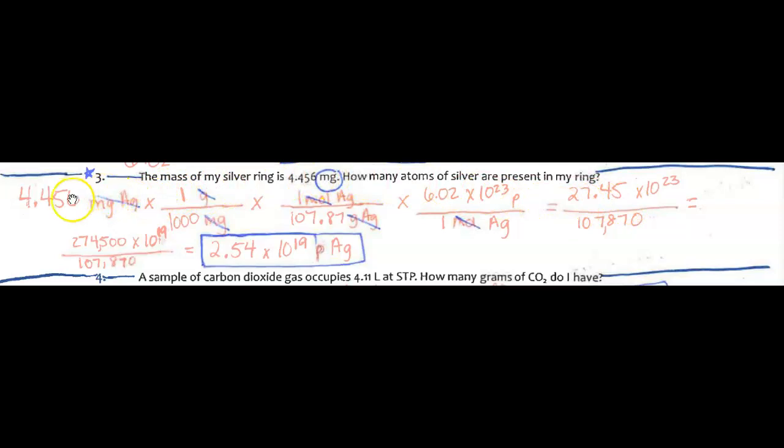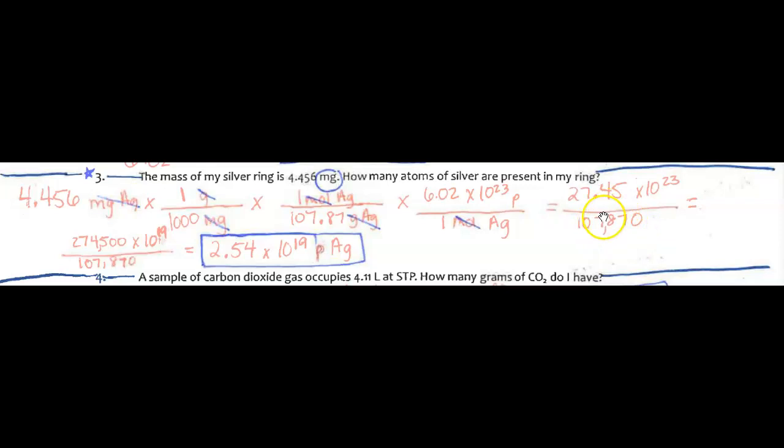So here I have 4.56 times 1 times 1 times 6.02 times 10 to the 23. So I'm really multiplying 4.56 times 6.02. I get 27.45 times 10 to the 23rd. And then I'm dividing that by 100,870, because that is 1,000 times 107.87. So that's how I got that number there.